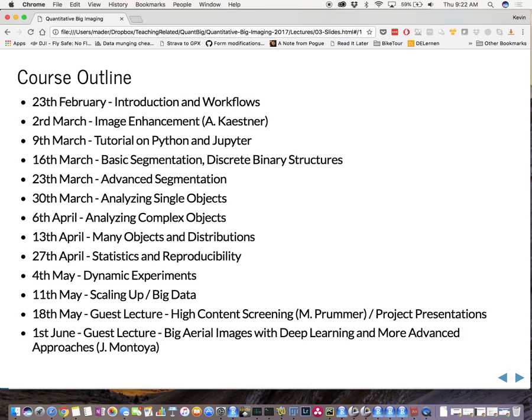So to go over the course outline briefly again, we are now here. The next lecture will be advanced segmentation. So we'll go a little beyond the things we've done today and cover some new ideas. And then it moves on to, once you've segmented things, how you can do a meaningful analysis with it, how you can get more metrics out of your images, and then moving beyond single objects to lots of objects, looking at distributions, statistics and dynamic experiments, and scaling up, and then the guest lectures that will come at the end.